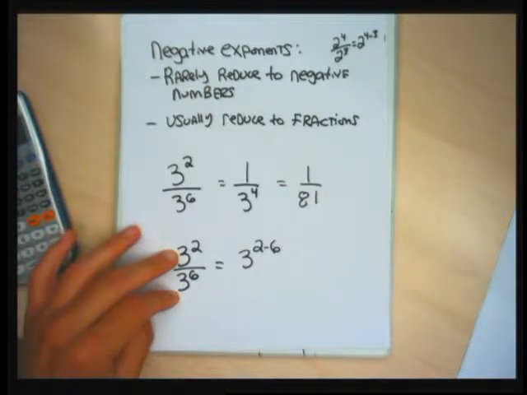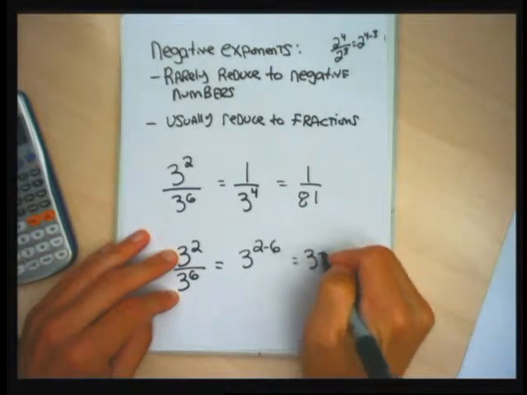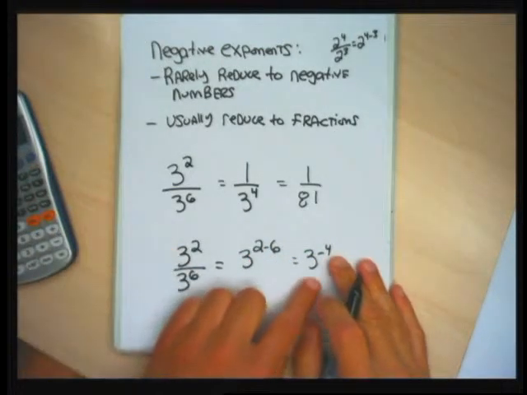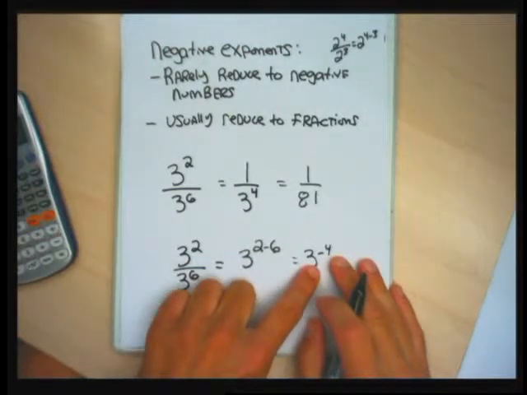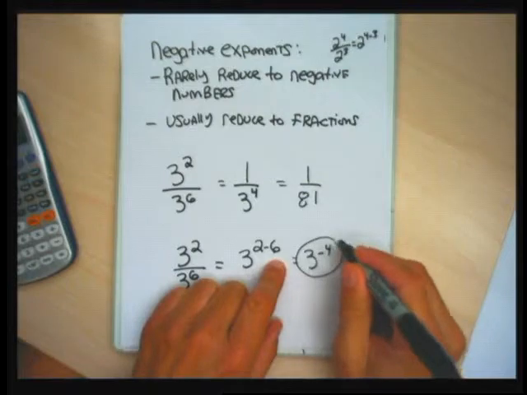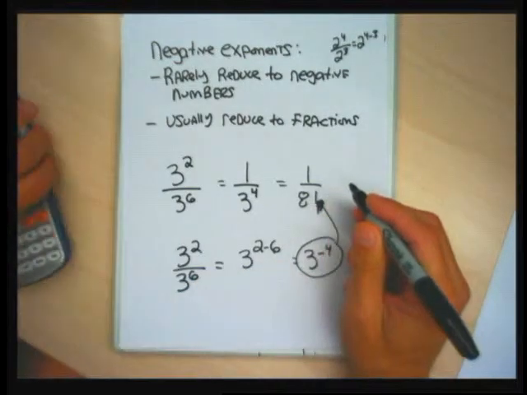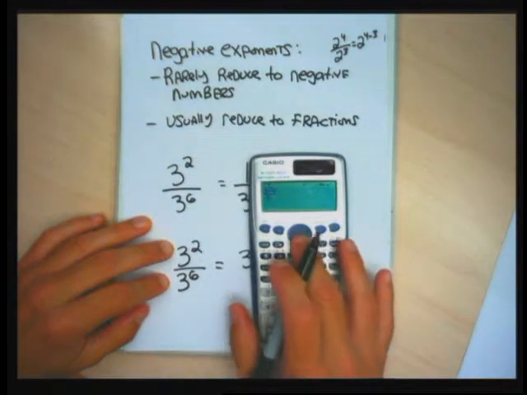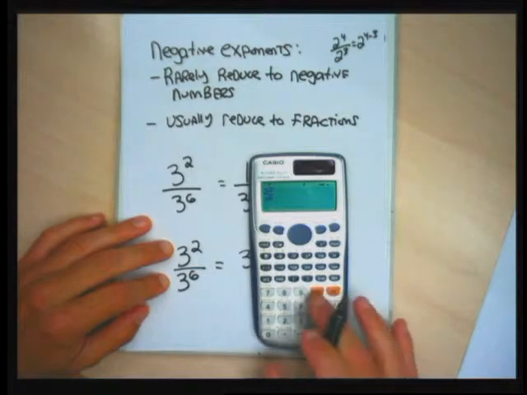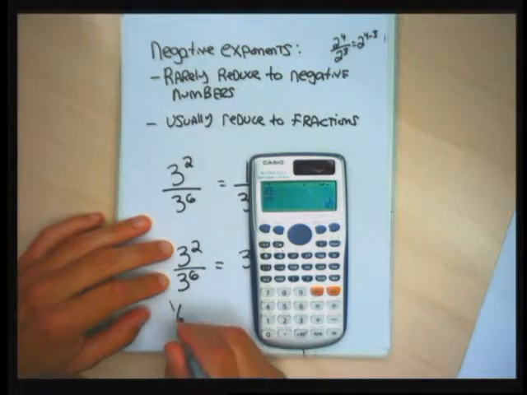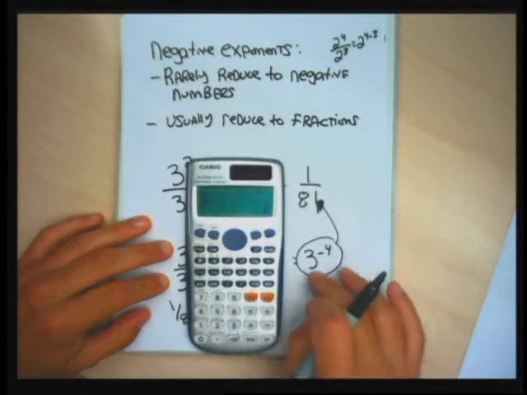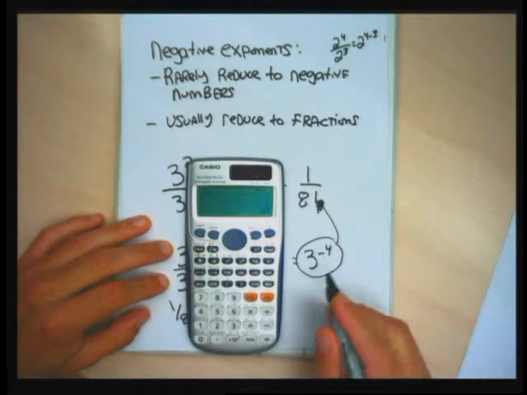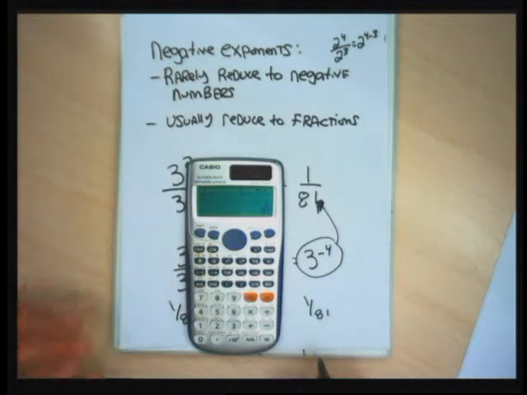But if you avoid the fractions in every case, you could run into negative exponents. If I simplify this by subtracting exponents and not making it into a fraction, I'd get a negative exponent. This negative exponent turns into 1 over 81. As a matter of fact, I can show you both of these on my calculator. If I did 3 to the 2nd power over 3 to the 6th power, that reduces to 1 over 81. And if I did 3 to the negative 4 power, that also reduces to 1 over 81. They're equal to each other.